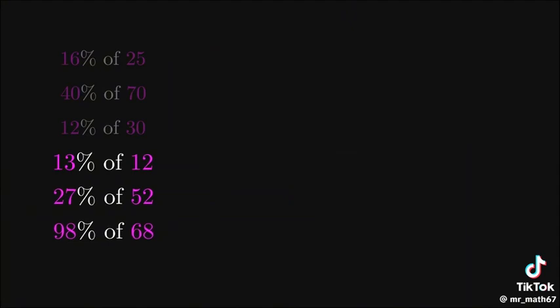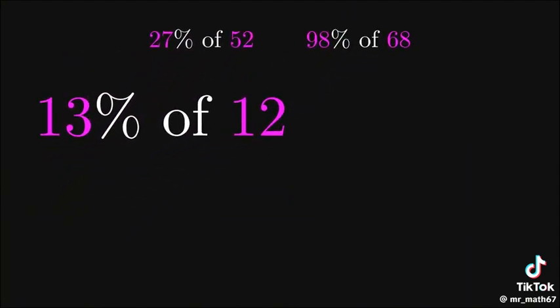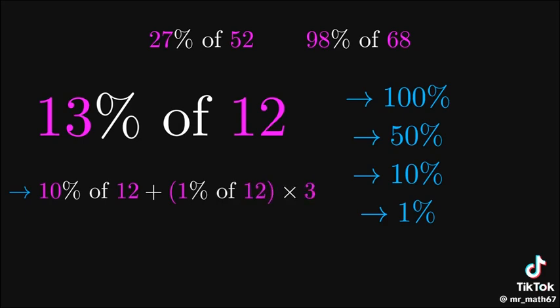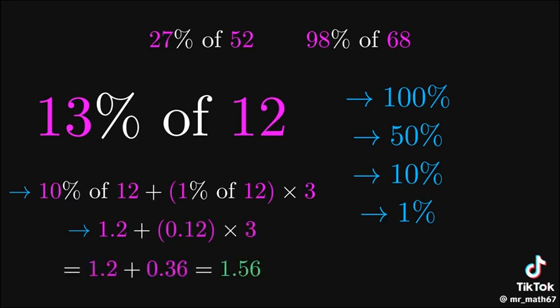Like 13% of 12. In such cases, you might need to break it into either 100%, 50%, 10%, or 1%, or sometimes 5%. For this case, break 13 into 10% plus 3 times 1%. 10% of 12 is 1.2. 1% of 12 is 0.12. So 1.2 plus 3 times 0.12 equals 1.2 plus 0.36. So the answer is 1.56.